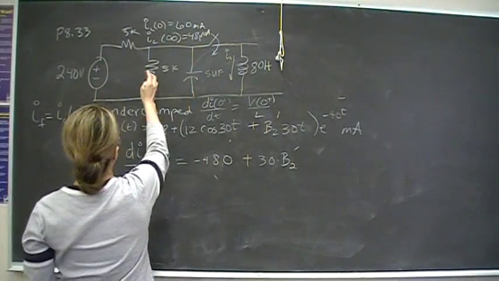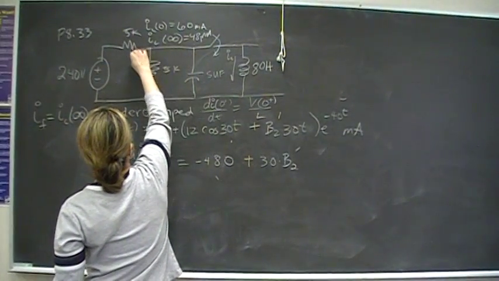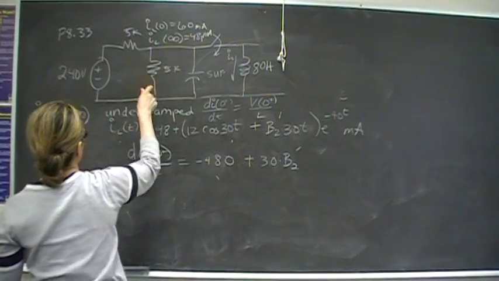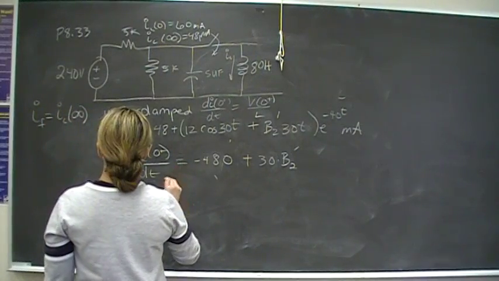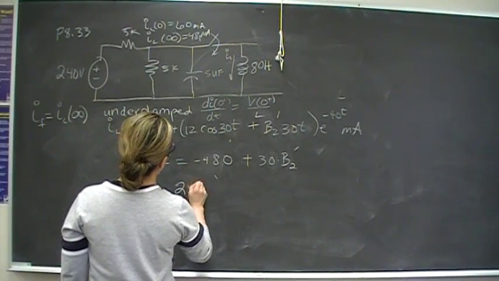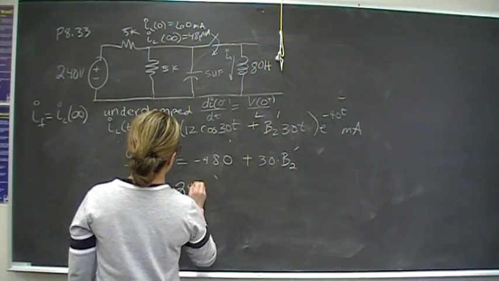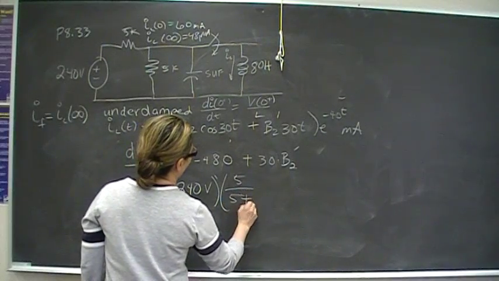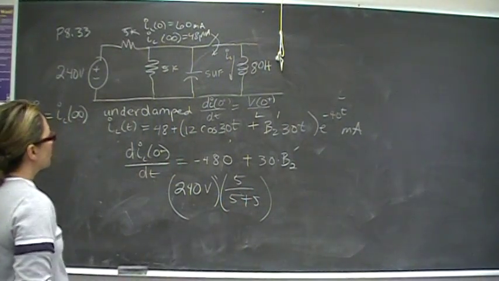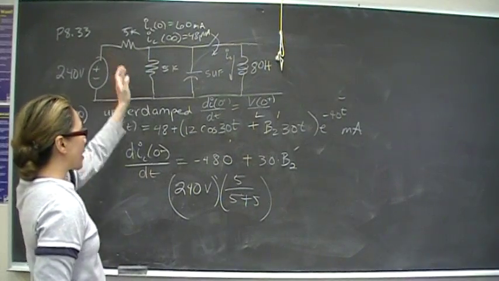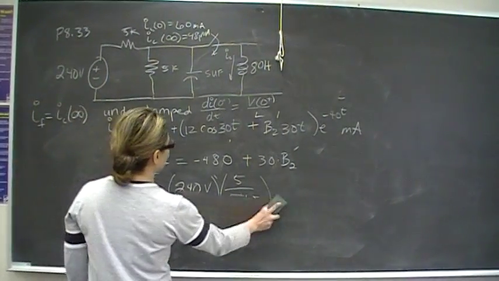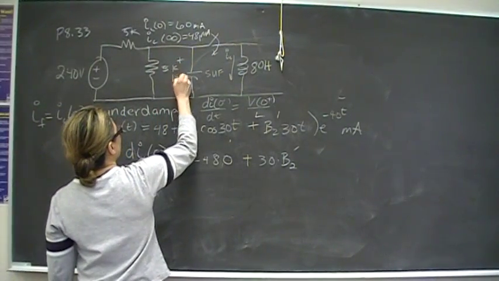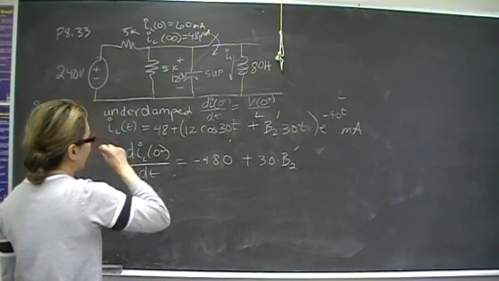Well, you can do voltage division over here because it's in parallel with this resistor. So if you do voltage division, then the capacitor is charged up to 240 volts times 5 over 5 plus 5. And they're equivalent resistances, so it's just going to divide it in half. So the capacitor, right before the switching happens, has a charge of 120 volts, right?